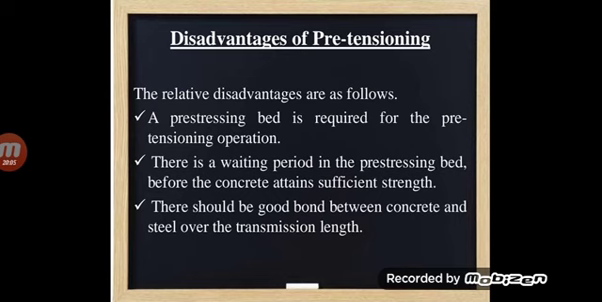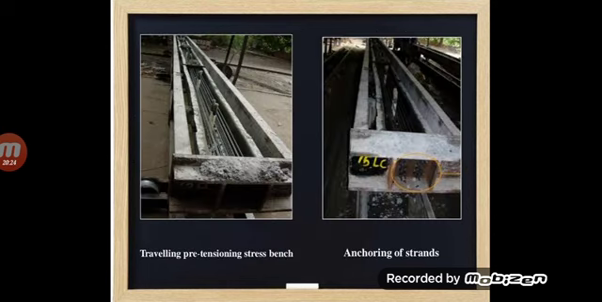There should be good bond between concrete and steel over the transmission length. If we have a good bond, only then will the compressive stress be created. If we don't have a good bond, we won't have any compressive stress. That steel will get shrunk. So this is a travelling pre-tensioning stress bench. This is anchoring of strands. You can see in that figure.